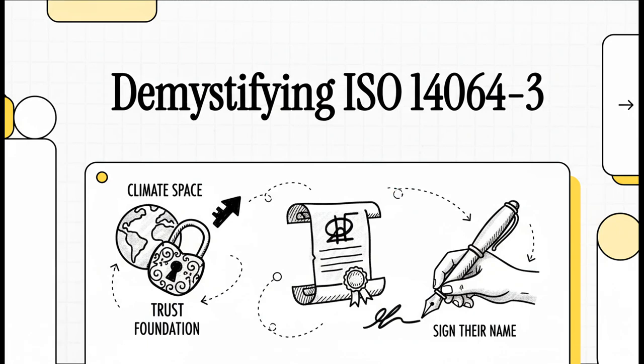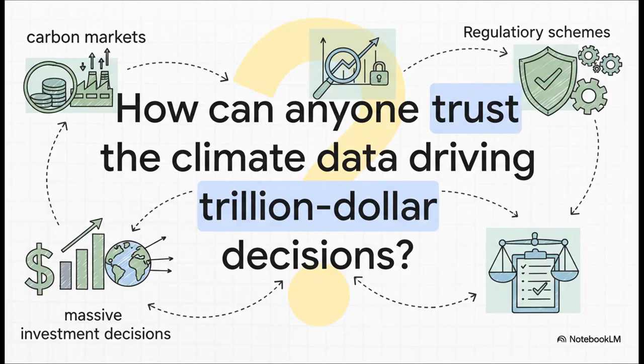Welcome. When it comes to climate data, trust isn't just a nice to have, it's the entire foundation of the system. So today, we're going to take a verifier's eye view of ISO 14064-3. And let's be clear, this isn't just a high-level overview. This is a masterclass for the professional who's going to one day sign their name to an assurance opinion and needs to be ready to defend it. So let's start with the big picture.